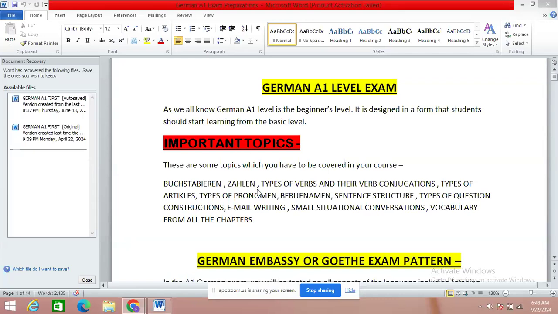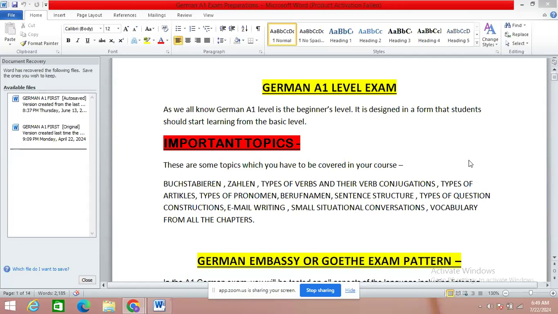Then the Zahlen. Zahlen means the numbers. Then types of verbs and their verb conjugation. German language has plenty of verbs and each verb has its individual verb conjugation. In fact, their verb conjugation changes according to the tenses also. Present tense verb conjugation is different, past tense verb conjugation is different, and future tense verb conjugation is also going to be different. But since we are in a beginner's level, we will be just including the present tense of verbs and their verb conjugation.